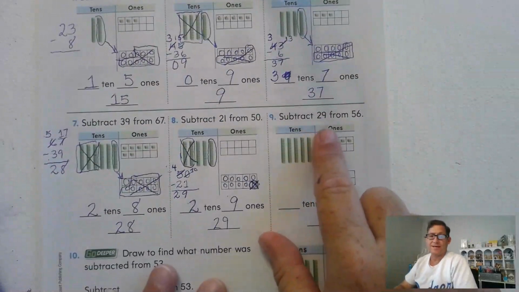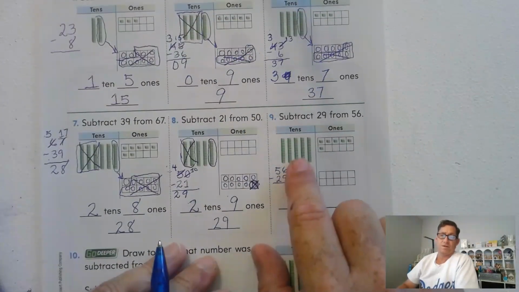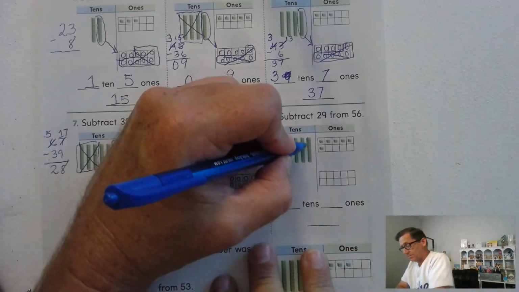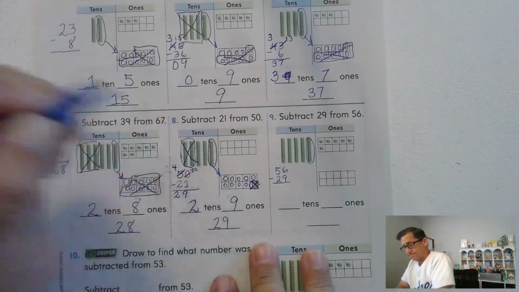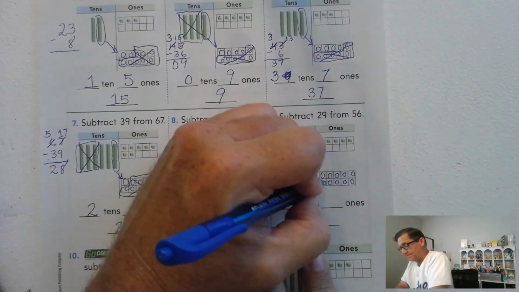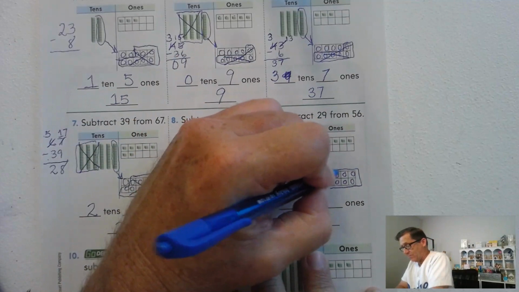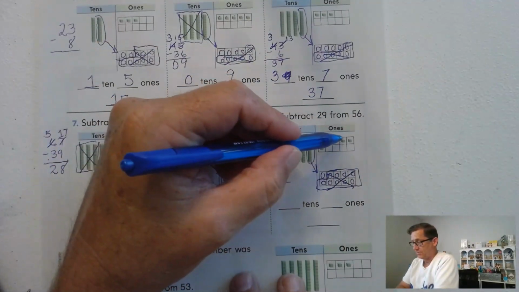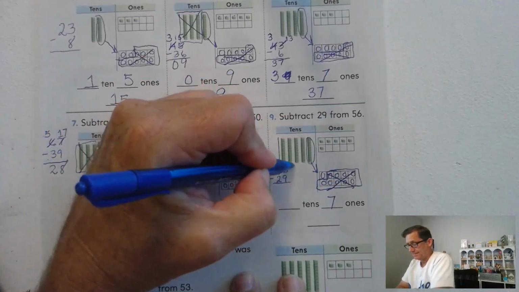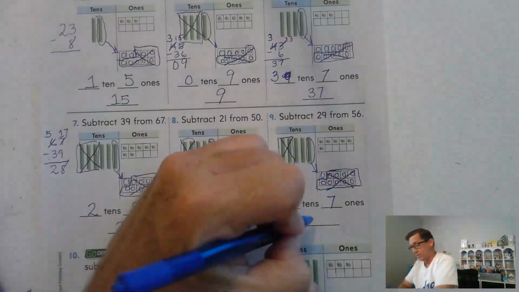Number 9, subtract 29 from 56. Okay, we have six ones, and we have to take away 9. I can't do that, so let's regroup. Trading one of the 10s for 10 ones. Now let's take away 9 of them. Take away 9 ones. And that leaves us 7 ones. And now I have to take away 2 10s. And that leaves me 2 10s. So I have an answer of 27.